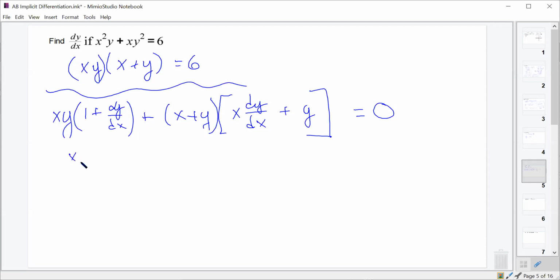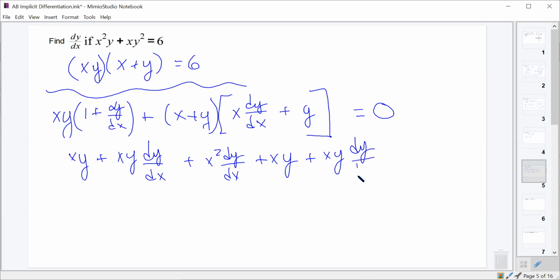xy times 1 is just xy. xy times dy dx is xy dy dx. And then over here we're going to have an x squared dy dx plus an xy. Then we're going to have an xy dy dx. And then a plus y squared there at the end. Equals 0. Everybody good with that?